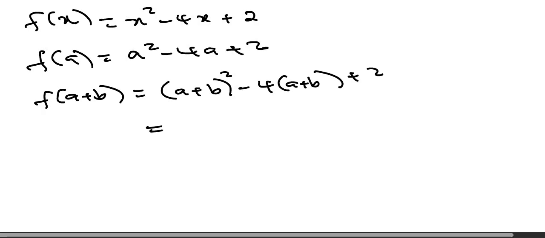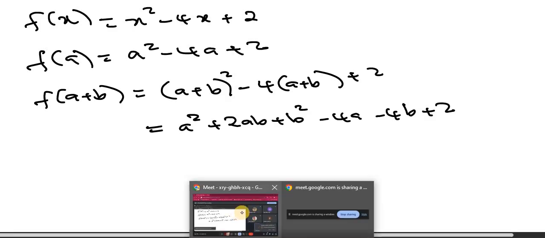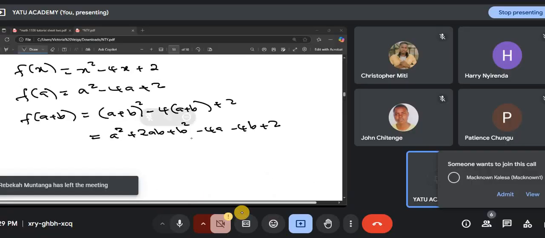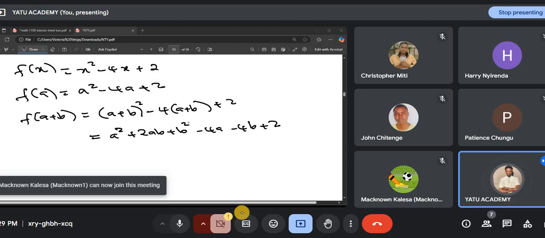So this can be simplified to be A squared plus 2AB plus B squared minus 4A minus 4B, then plus a 2. Then here we try to look for like terms. There are no like terms, so we just let it be at this same particular point. So that is your number 3, 4. That's what they have given us there.